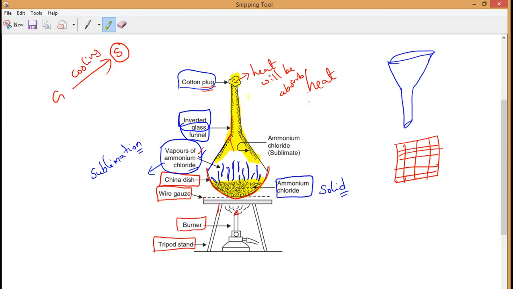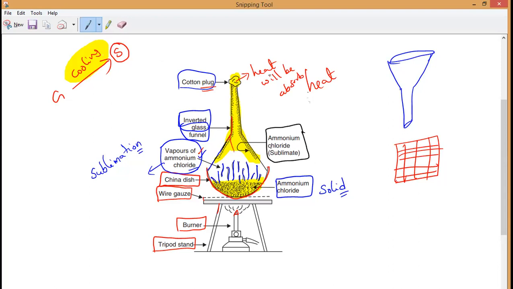So the temperature will fall. Temperature falls means the process is called what? Heating or cooling? It is called cooling, sir. Cooling. So the vapors will turn back into solid ammonium chloride. And where, guys? Where will it form? It will form on the walls of the funnel.